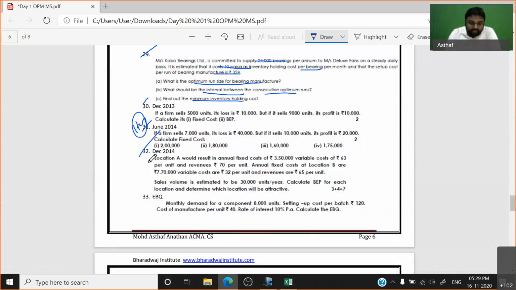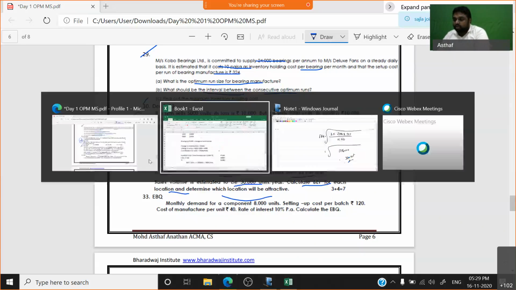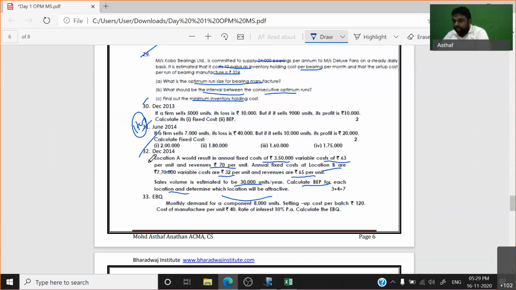Location A would result in annual fixed cost of 3,50,000. Variable cost is 63. Revenue is 70 rupees. For B, 7,70,000 is the fixed cost, 32 is the variable cost, revenue is 65. Sales volume is 30,000 units. Calculate the BEP for each location and determine which location is more attractive. So we can have an analysis. Question number 32.